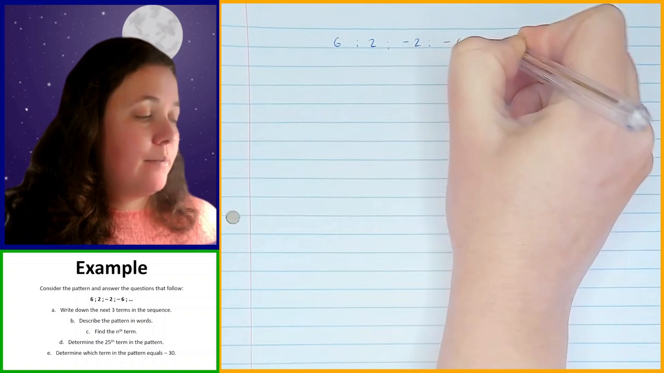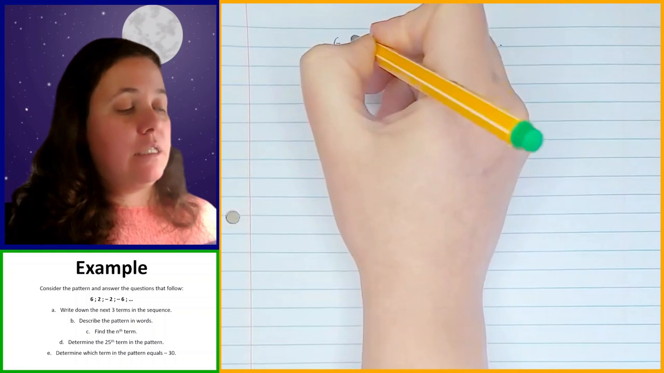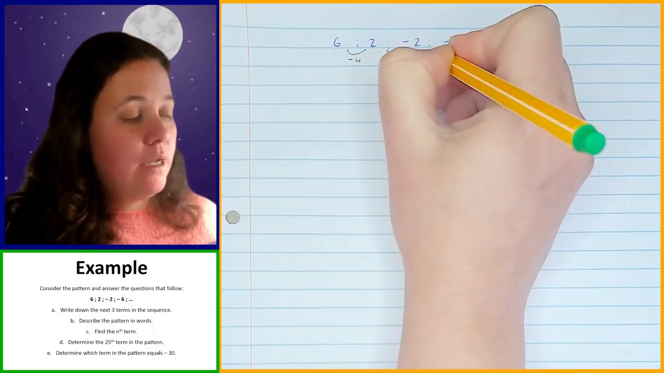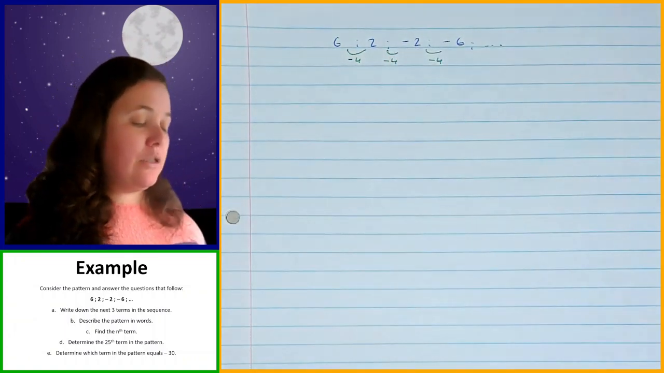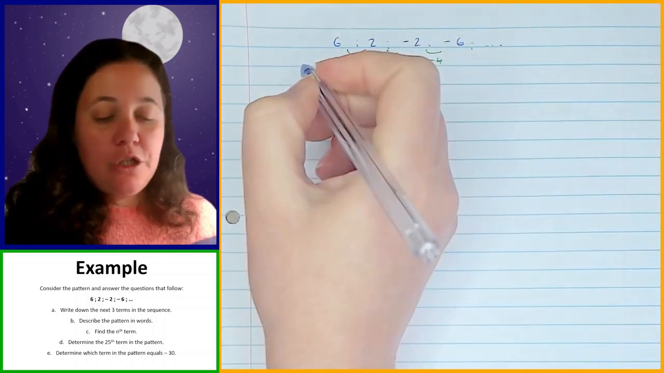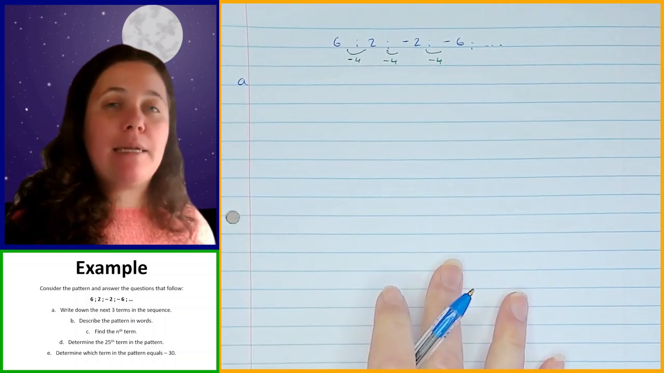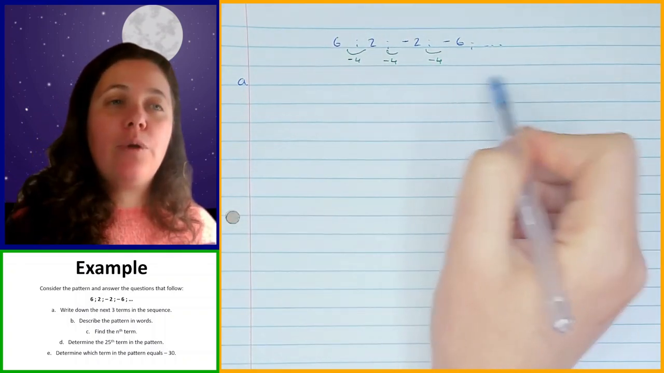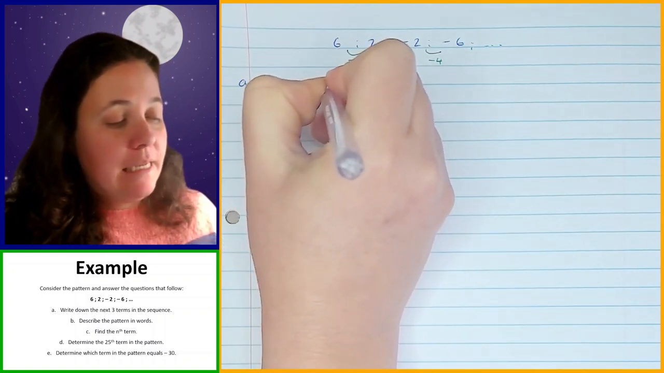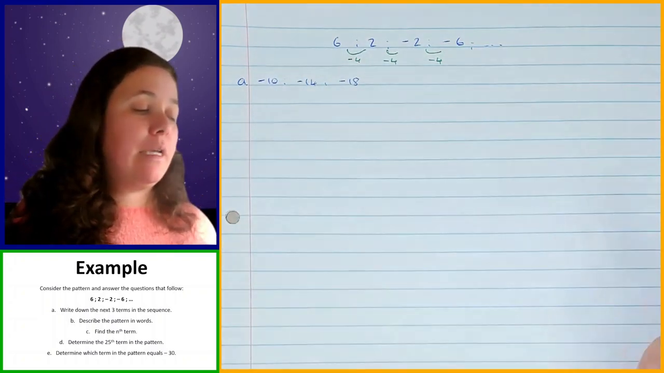Okay, so the first thing I always do first is to determine if I have a constant difference. So over here, I'm going minus 4, then minus 4, and minus 4. So I've got a constant difference of negative 4. Then I'm going to answer question A, which is to just write down the next three terms in the pattern. So I can just carry on following the same pattern of minusing 4 every time, and I'll get negative 10, negative 14, and negative 18. So that's what I should get for question A, just carrying on and getting the next three terms.